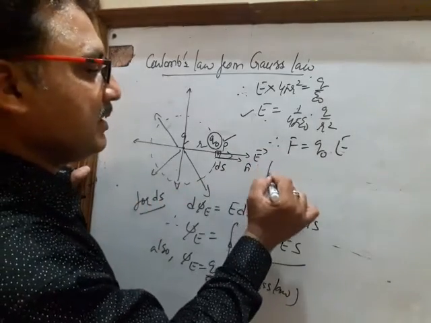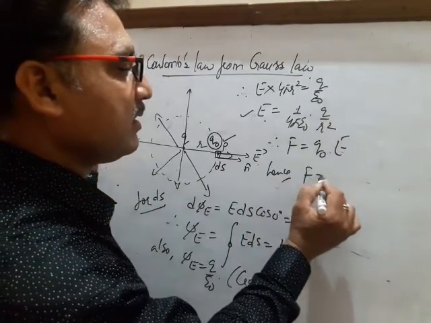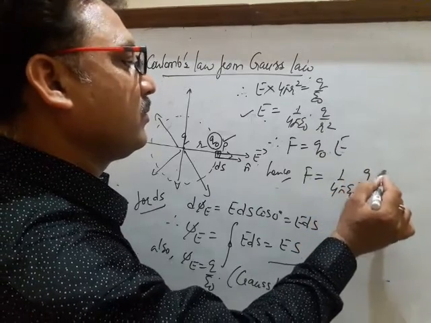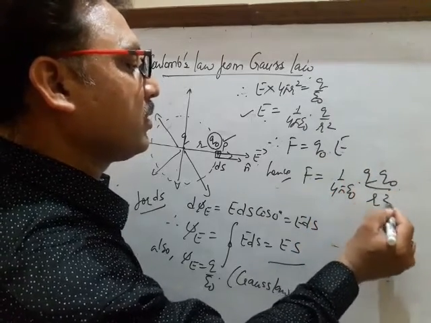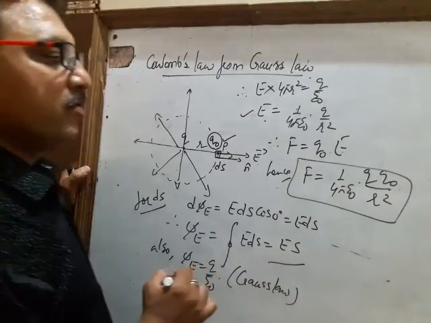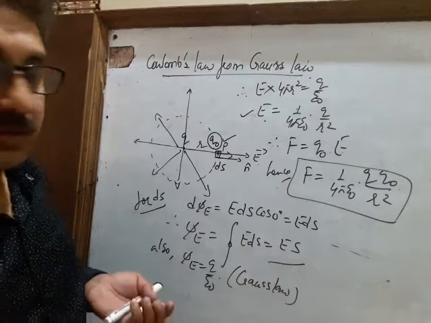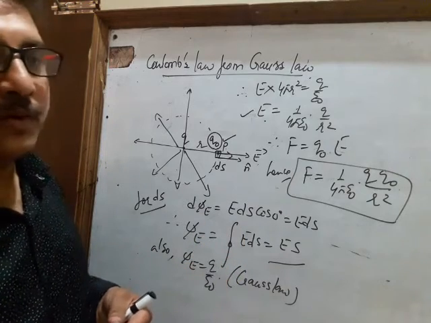Surely. Hence, what do you get? Final form: 1 by 4 pi epsilon naught Q into Q naught upon R square, and this is Coulomb's law. So this is how you prove Coulomb's law from Gauss law.